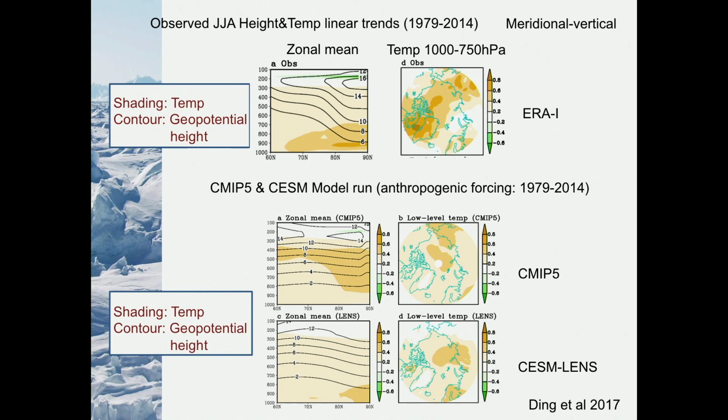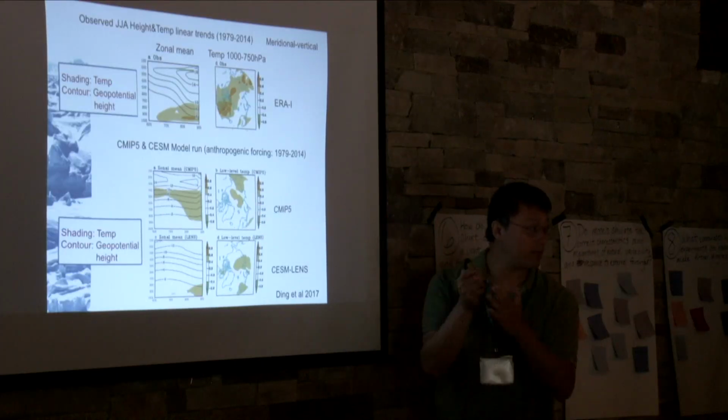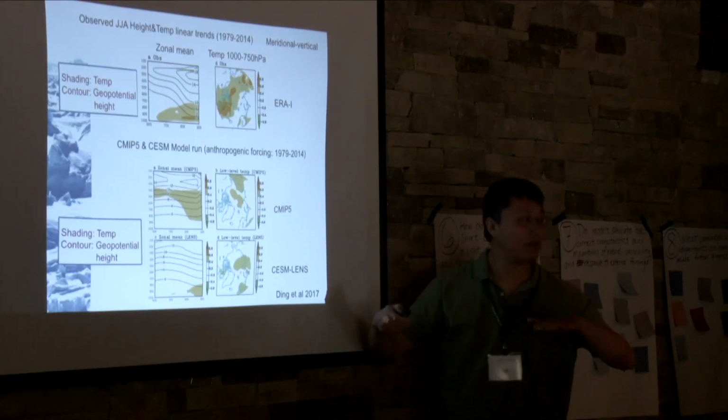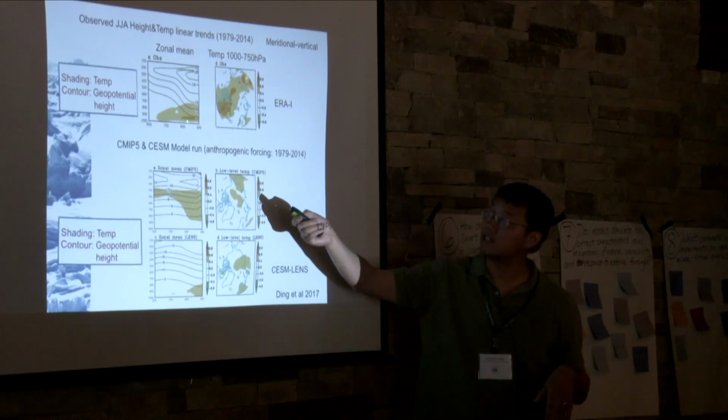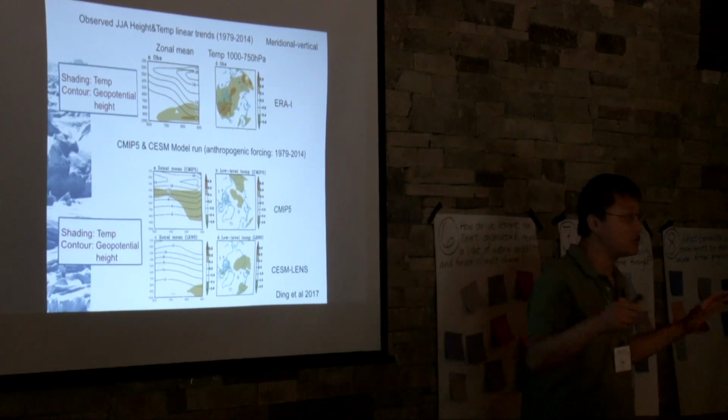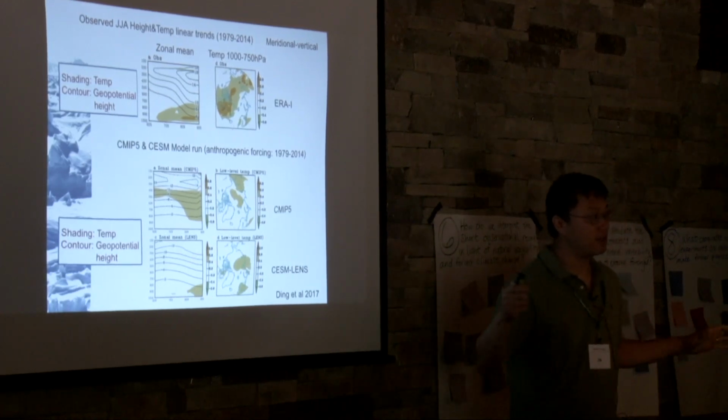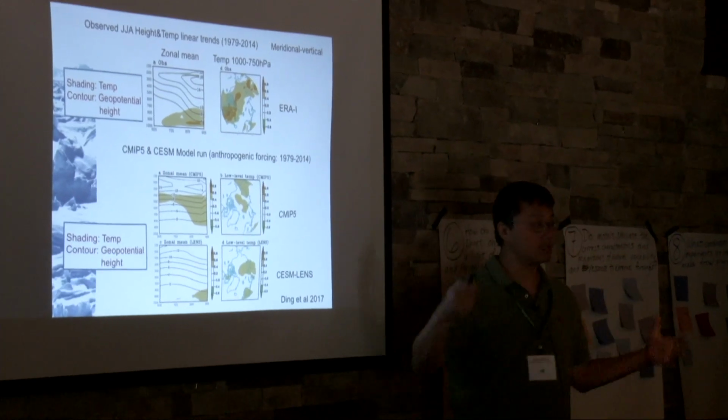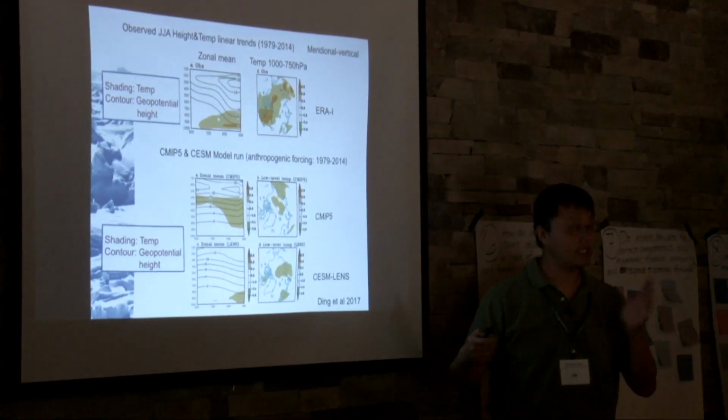I want to show my plots in two different types. One is the zonal mean, which I call the meridional-vertical plot, covering 60 north to 90 north, with this the vertical axis. And this is the spatial pattern. The shading is the linear trend of JJA summertime temperature, and the contour is the linear trend of geopotential height in JJA.